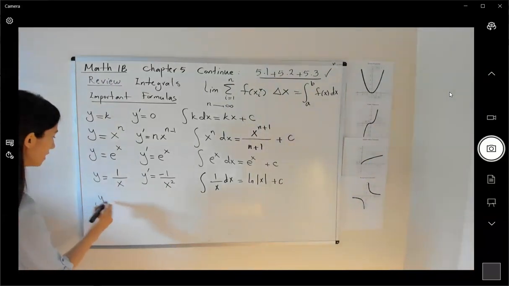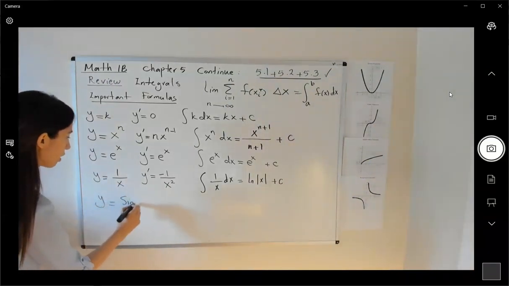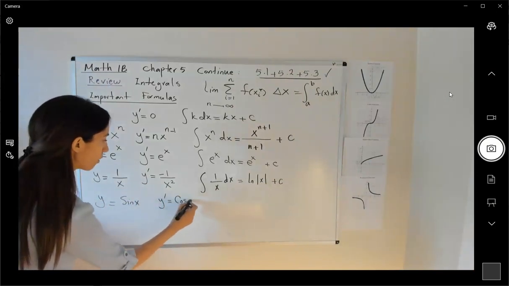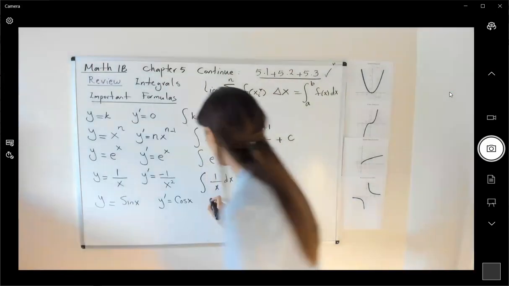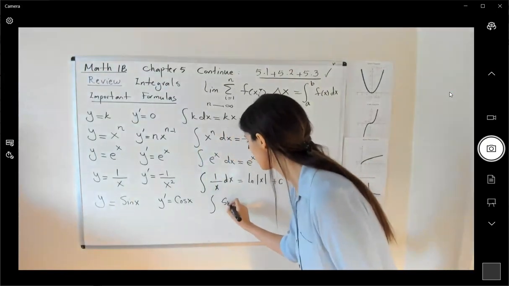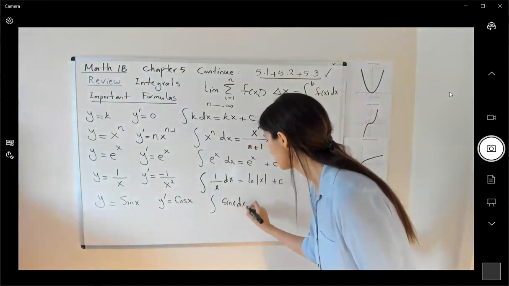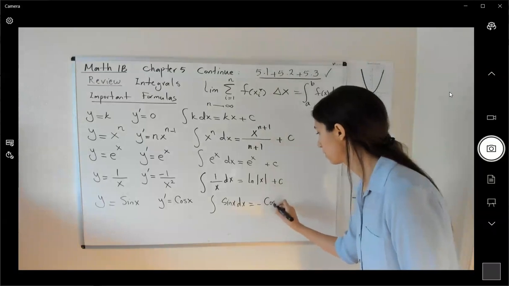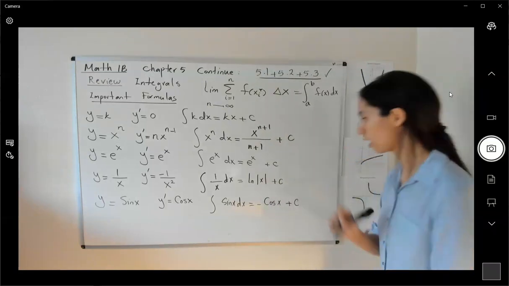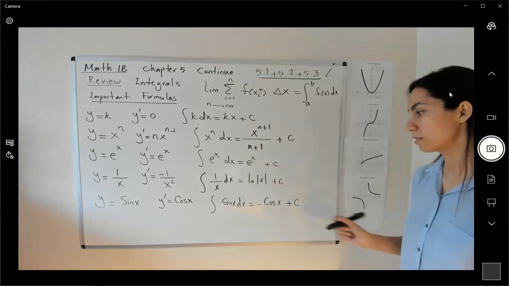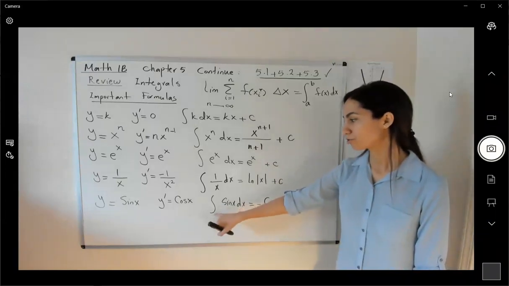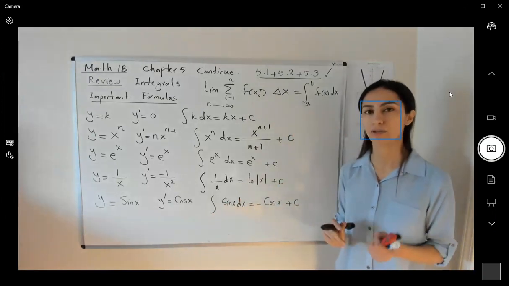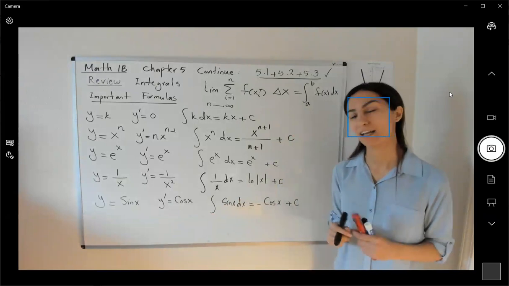If y is equal to sine of x, then the derivative of sine of x is cosine x. The integral of sine x dx is equal to minus cosine x plus the constant of integration. Remember that the derivative and integral are opposite of each other. So informally, we say that they cancel out each other.